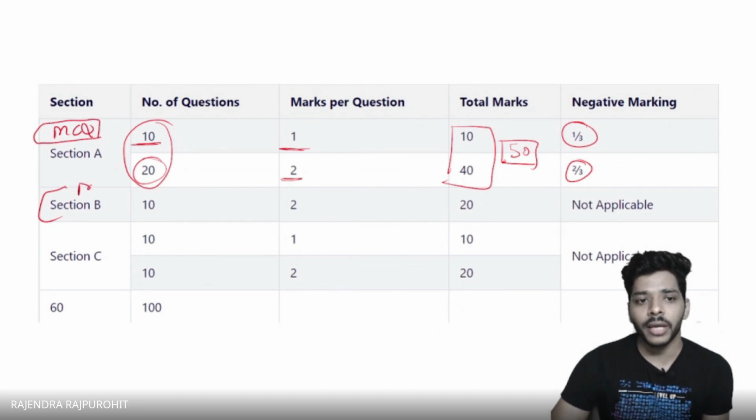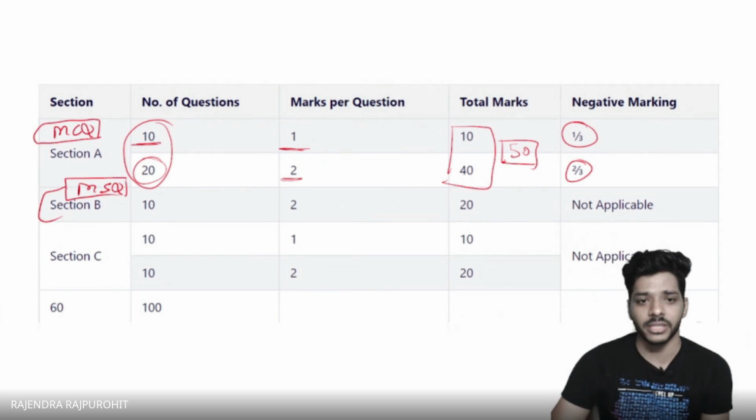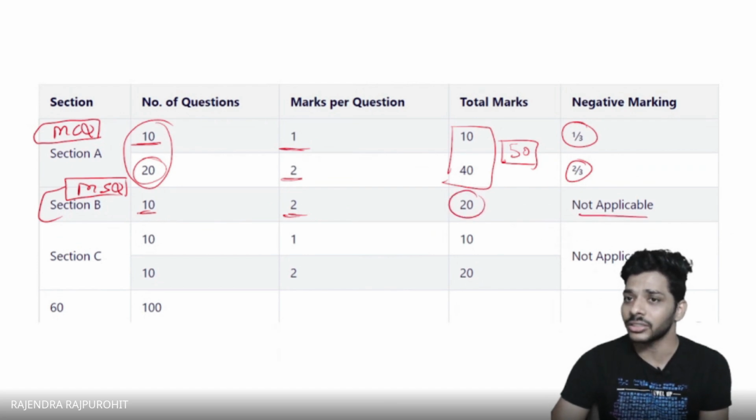Then in Part B, you have MSQs, multiple select questions, where one or more options can be correct. There are 10 of them. Each question carries 2 marks, so you have 20 marks in this part, and there is no negative marking.